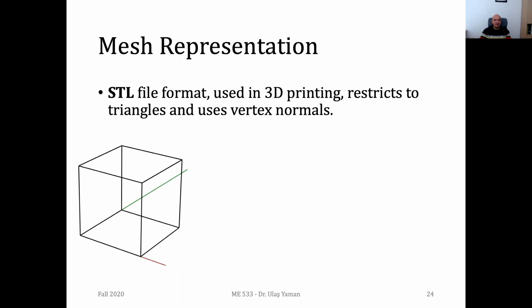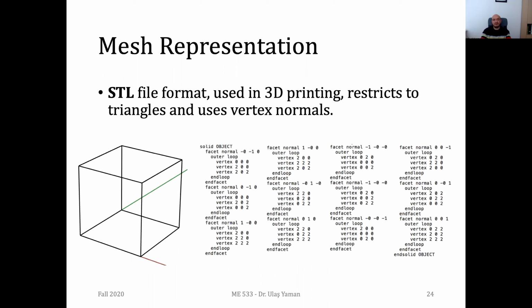So as I mentioned, in STL files, we make use of simply the triangles and the normals. Here you see, for instance, we have a simple cube. Obviously, this cube has 8 vertices. And then on the right-hand side, you see the STL file content. This is an ASCII format of an STL file. We make use of such normals, letters, numbers. You can easily understand what is going on in the file, but in the binary type of STL files, you will not be able to read the content.